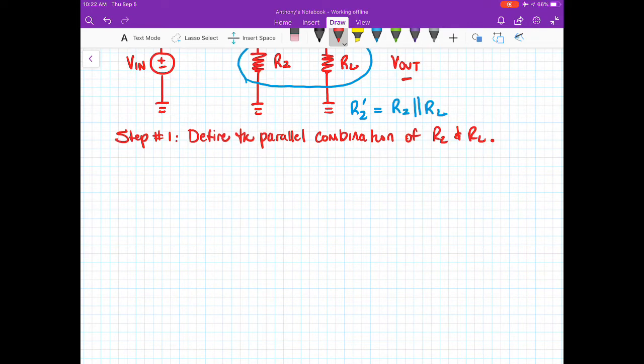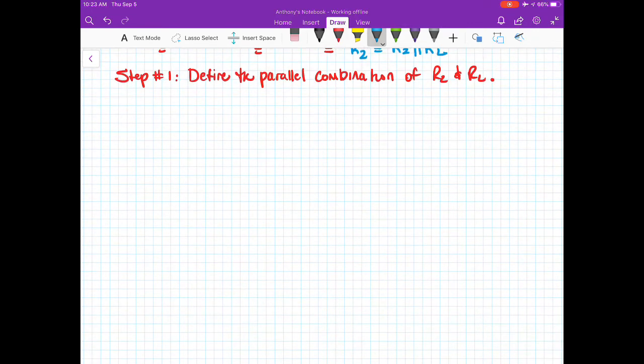So how does this work? First things first, what are parallel and series combinations? In a series combination, it looks like this. We have R1, or I'm going to use RA and RB so we don't get confused with our values above. So let's say we have two resistors. We have an RA and we have an RB.